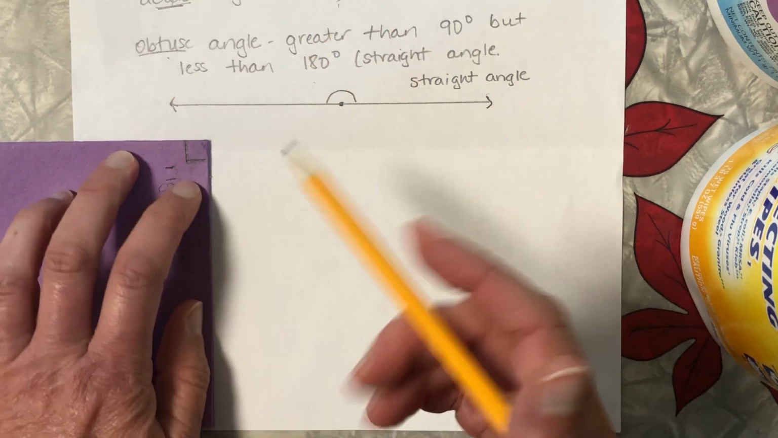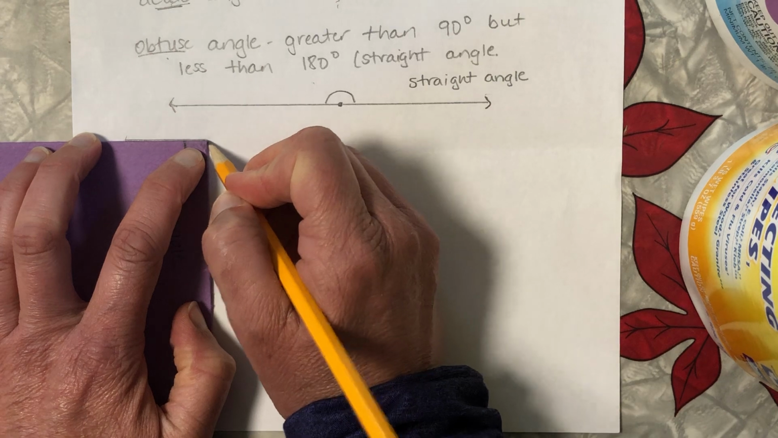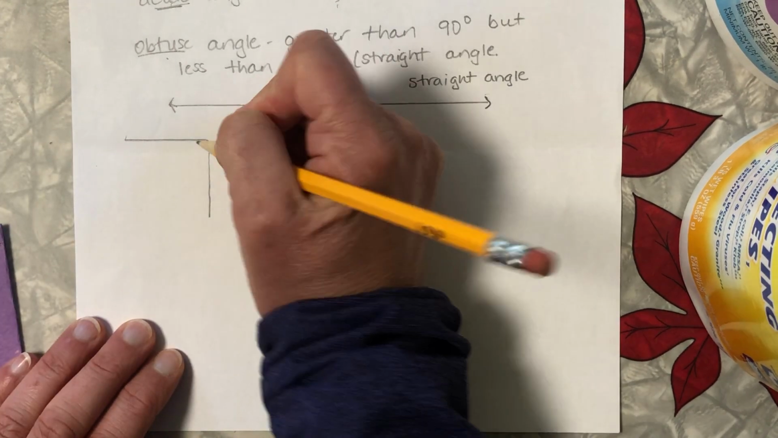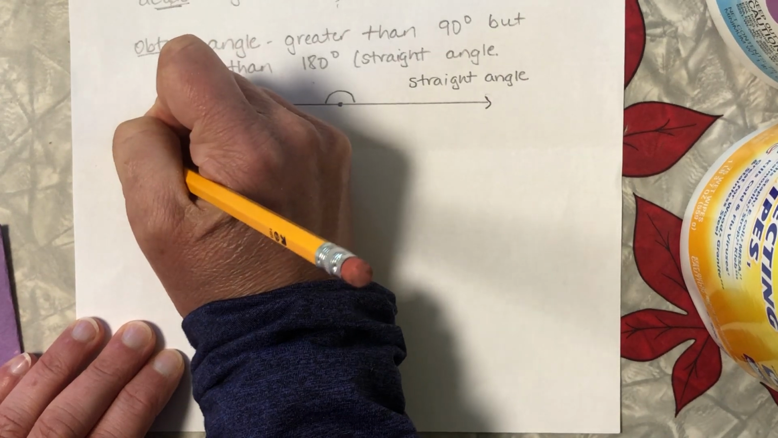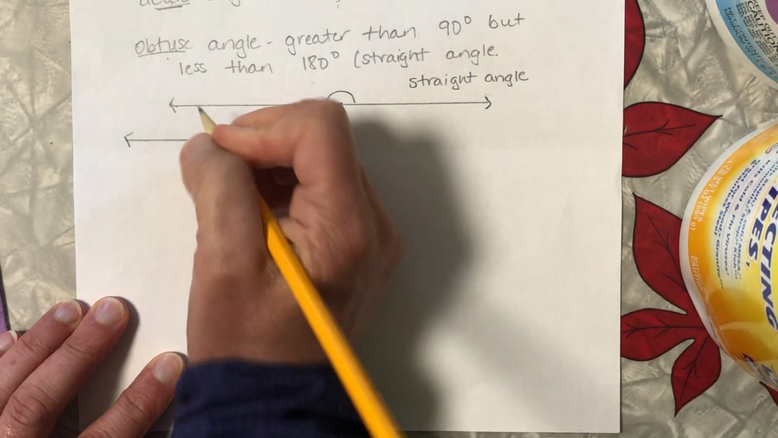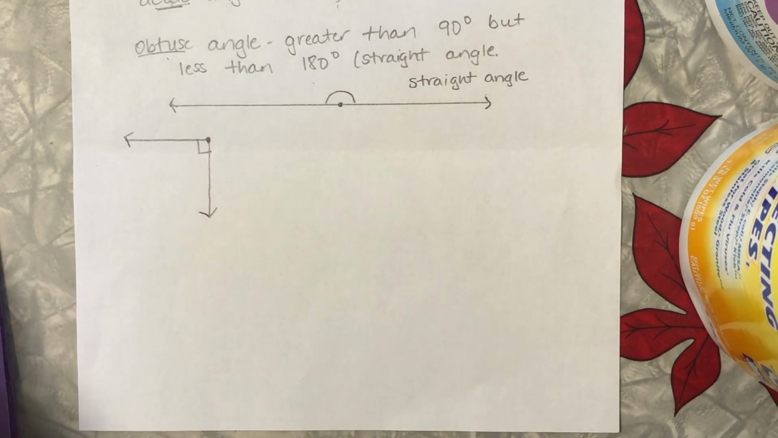The first one I'm going to do is going to be really easy. I'm just going to trace right around that corner, that right angle. I'm going to give my right angle a vertex, and I'm going to show the 2 rays. And of course, I'm always going to label it with that little square inside.